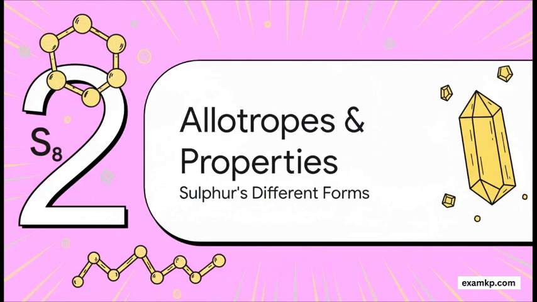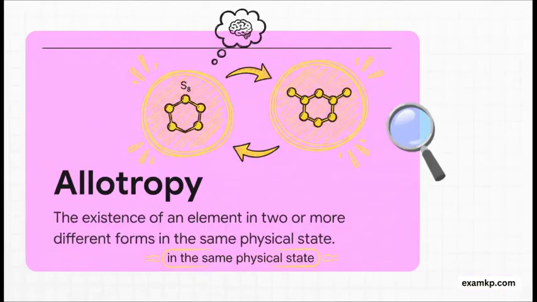Okay, moving on to a concept that examiners absolutely love to ask about. Seriously, they can't get enough of it. It's called allotropy. If you want to understand sulfur properly, you've got to understand this. So let's break it down. So what exactly is allotropy?